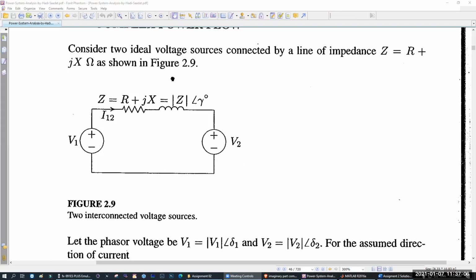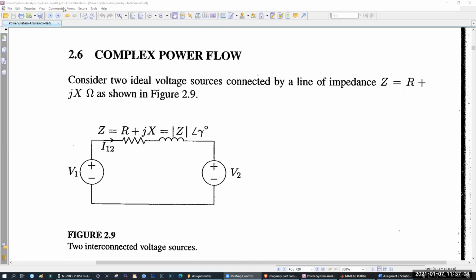What is the calculation of power flow? Here, let's call this our bus number 1. Let's call this our bus number 2. Bus means a common point where all things are connected. At bus number 1, the generator is connected. That's why this is called V1. At bus 2, a generator is connected. That's why it is called V2. Understood?